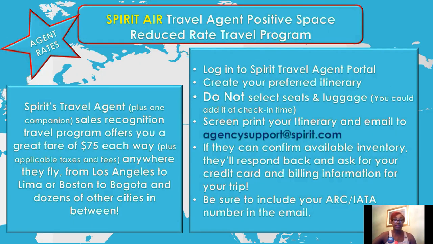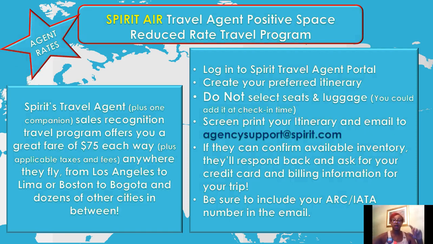Agent rates, great rates. Spirit Air is one of the only airlines, guys, that are giving us agent rates. It's called the Spirit Travel Agent Positive Space Reduced Rate Program. It's $75 each way, not including taxes and fees. So I believe it's a total, don't get me wrong, but I think it's a total of like $221 to $223 round trip with the $75 each way, which I think is great because traveling outside of the country definitely costs more. Even traveling to Vegas costs a lot more. So, you definitely utilize that.